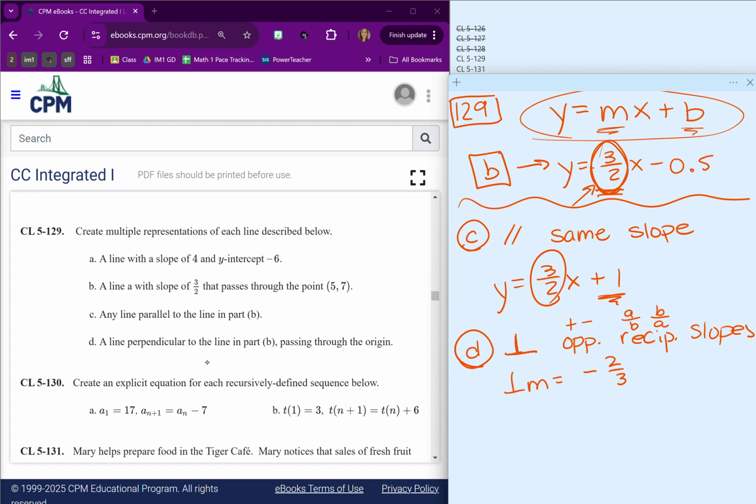So now we know we'll be perpendicular, but it has to pass through the origin. If you're passing through the origin, that means that's your y-intercept, because you're touching the y-axis right here at 0. So now I know my b is 0. That's enough to plug into our equation. y equals mx, and you don't have to write plus 0, plus b.